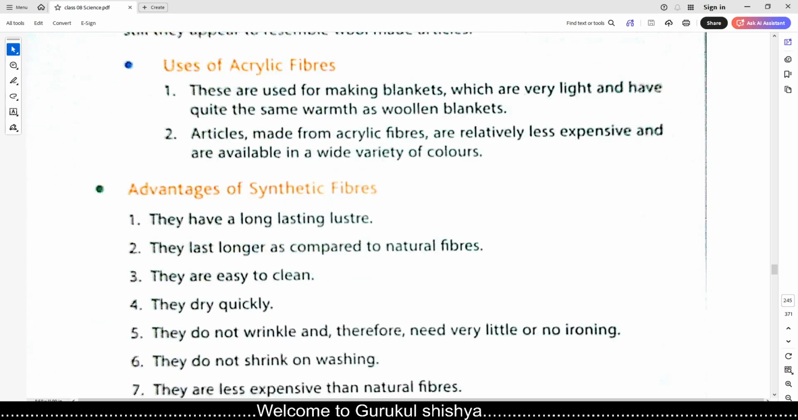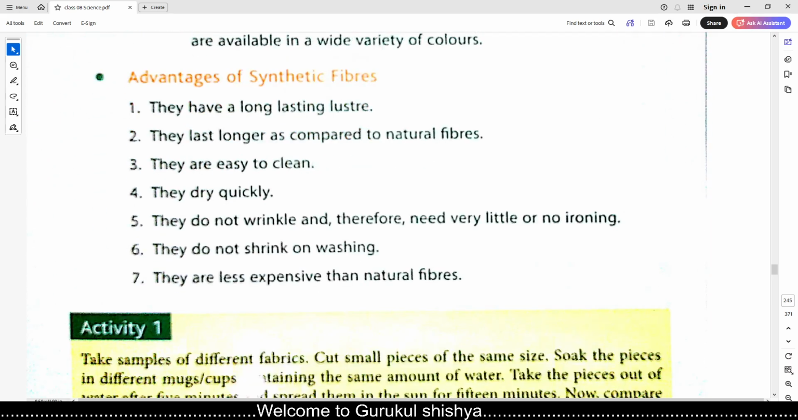Advantages of synthetic fibers. They have a long lasting luster. They last longer as compared to the natural fibers. They are easy to clean. They dry quickly. They do not wrinkle and therefore need very little or no ironing. They do not shrink on washing. They are less expensive than natural fibers.